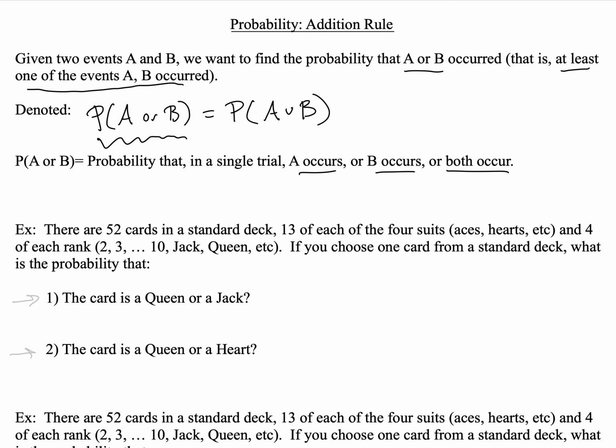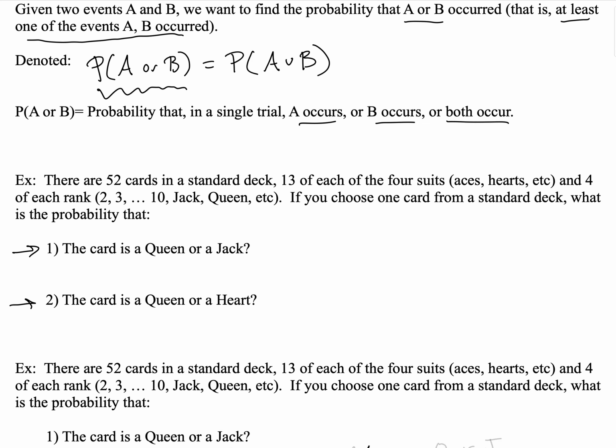There are 52 cards in the standard deck. There's 13 of each of the 4 suits and 4 of each rank. So if you choose one card from a standard deck, first of all, what is the probability that it is a queen or a jack? And second of all, what is the probability that the single card you choose is a queen or a heart? So try thinking about each of those, and we'll talk about them in the next slide.